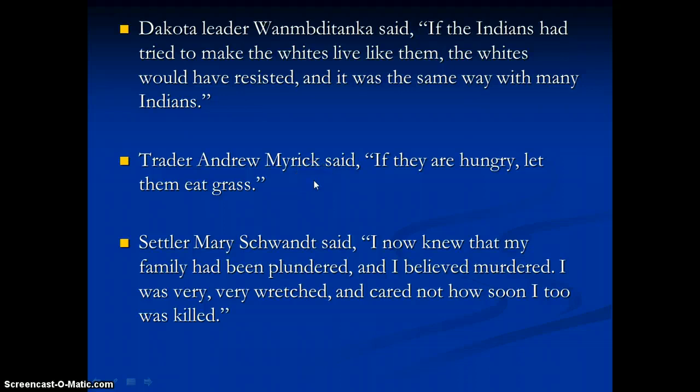And this is our next slide. Now, this is not going to be on the test, but this is some things that people have said. I am not going to have it on the test, but I want you to think about this. One Dakota leader, Wamdatonka, said, if the Indians had tried to make the whites live like them, the whites would have resisted, and it was the same with many Indians. In other words, what he's saying is, if we Indians made you white people be like us, you wouldn't like it. Why would you think we would like it?